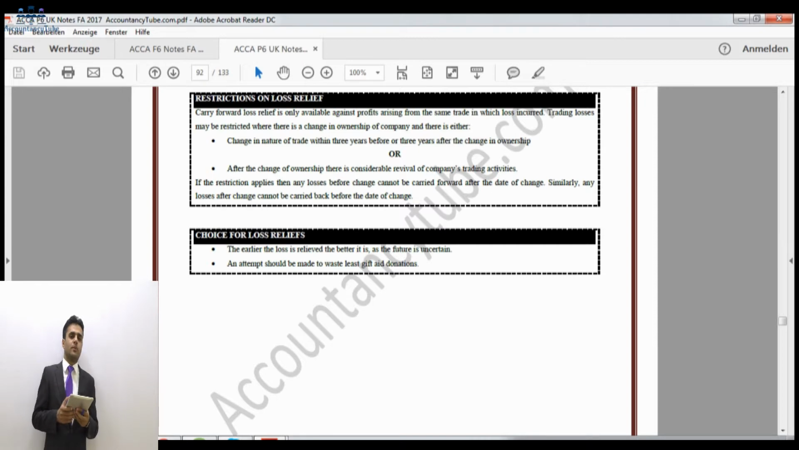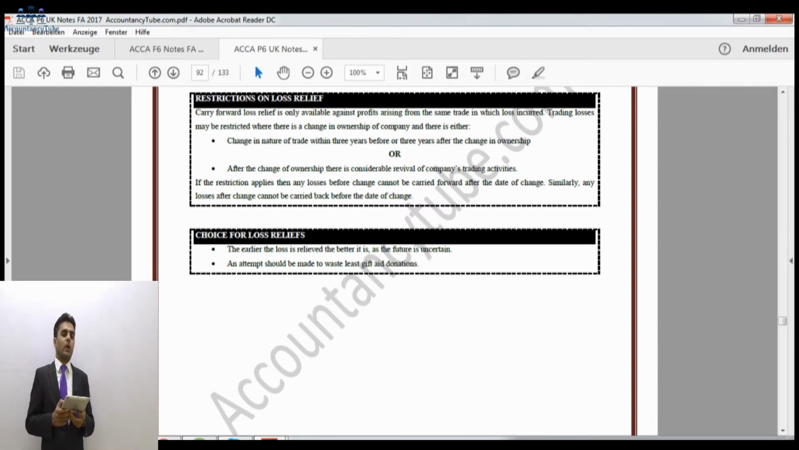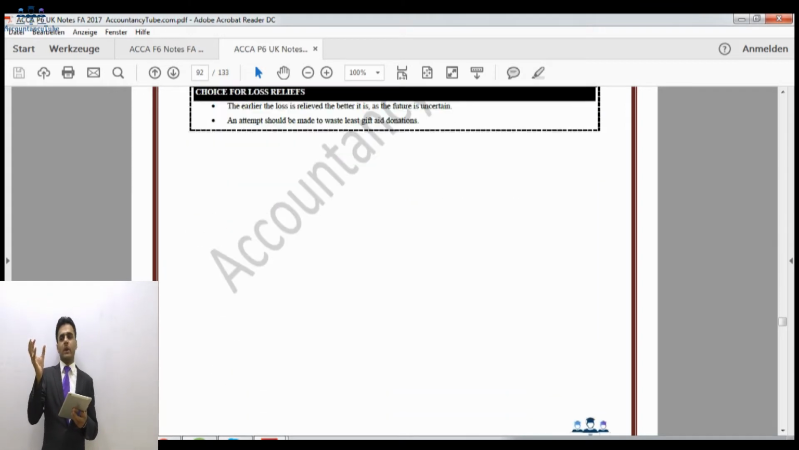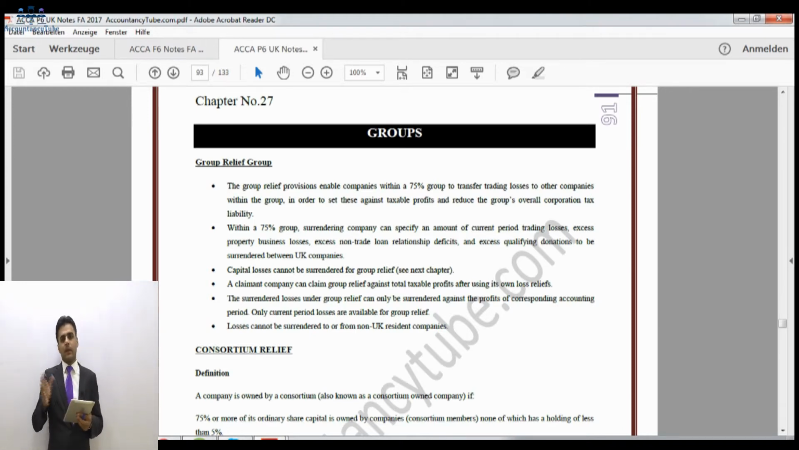Right, so complex group structures like you have seen at P2 exams. The examiner can put a complex group here as well. However, it will not be asking about consolidation and stuff like that. It will be asking about how you can relieve the loss within the groups. Now, if one company owns another company and then that company owns another company, they can form a group, and if they form a group, then one company's loss can be set off against the profits of the other companies. All right, so that's the benefit of the group.